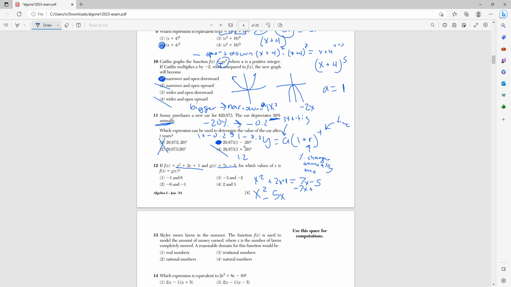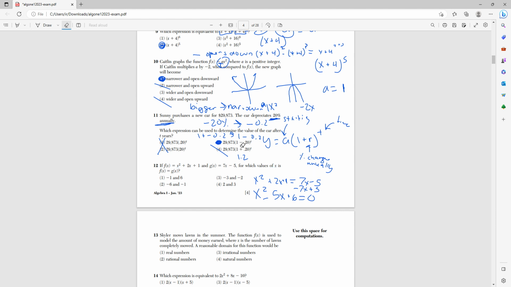And we're going to add 5 on both sides. 1 plus 5 is 6, right? So we're left with this: x squared minus 5x plus 6 is equal to 0. And we're looking for the value of x. So we're solving for a value of x that will give us 0 as our answer, right?